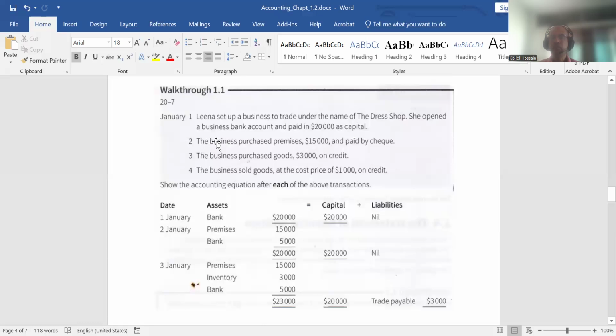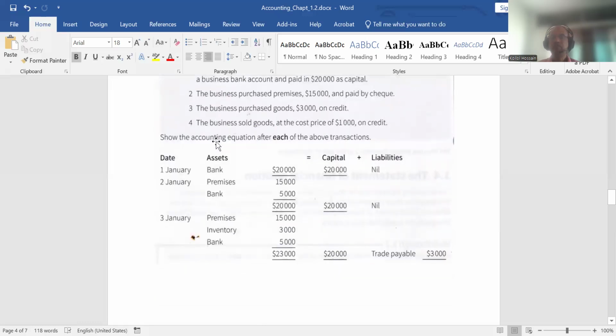The business purchased goods for 3,000 on credit. Goods purchased will be resold further, so unlike premises, they are treated as inventory. So inventory, a new asset, is increased by 3,000, and on the right hand side, since this amount is purchased on credit, accounts payable or trade payable of 3,000 is created. So the effect of January 3 is that inventory increases by 3,000 and trade payable, a liability, is created for 3,000.